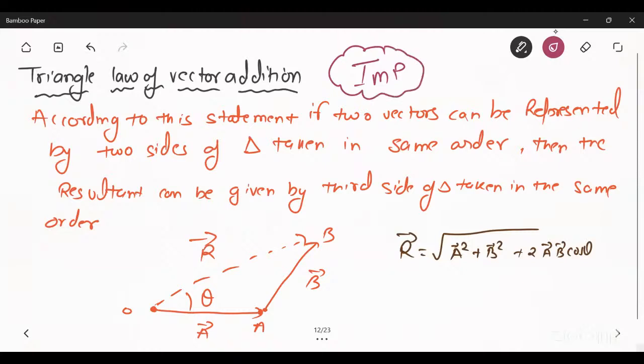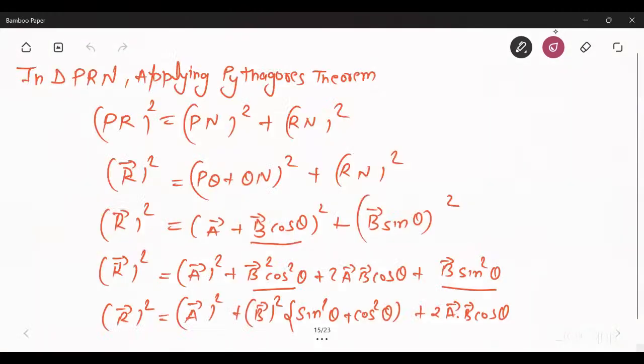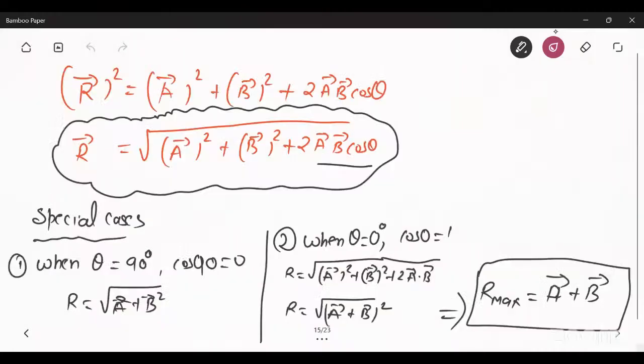So what is the triangle law of vector addition? According to this statement, if two vectors can be represented by the two sides of a triangle taken in the same order, then the resultant can be given by the third side of the triangle. The value of that resultant is under root A square plus B square plus 2AB cos theta. We have seen the proof of that one.